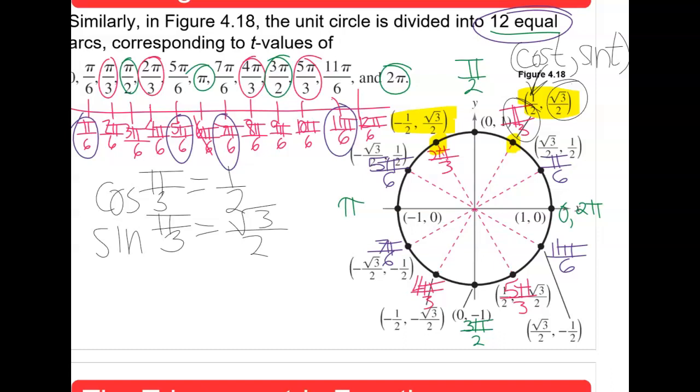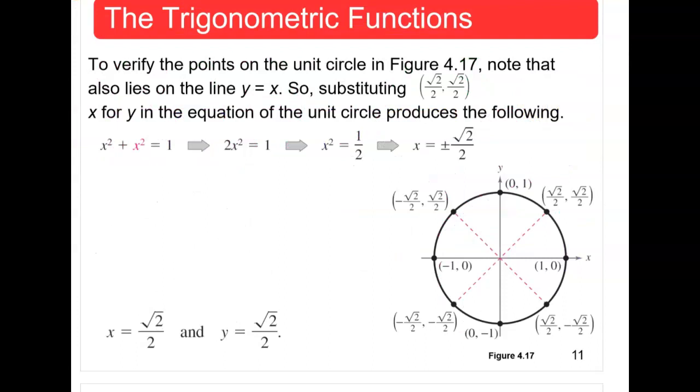And so you can see, just like the circle, some numbers are positive, some other numbers are negative. Just as a quick reference, in the first quadrant, both x and y are positive. Second quadrant, x is negative, y is positive. Third quadrant, both x and y are negative. Fourth quadrant, the x is positive and the y is negative. Okay. So this is a quick way to verify the points on the unit circle in figure 4.17 are correct, I guess.